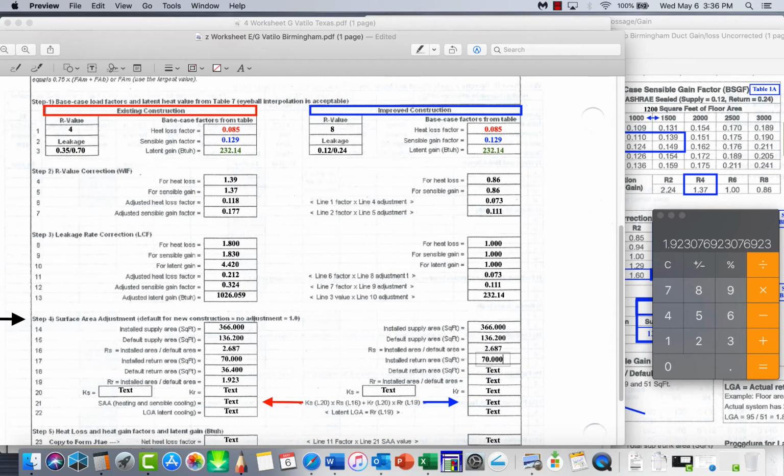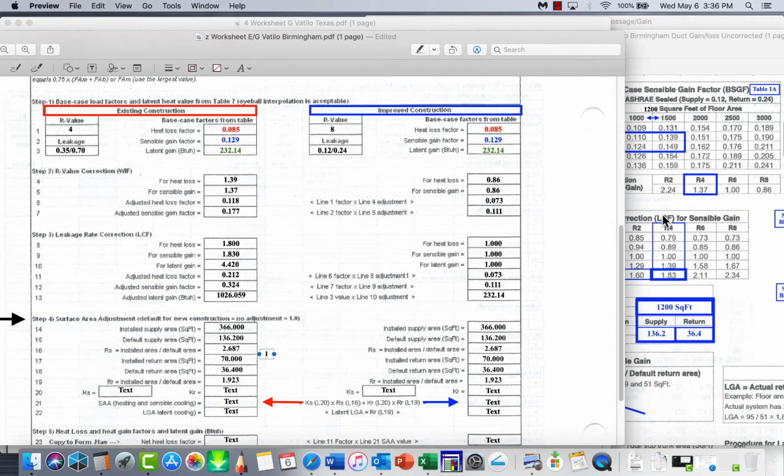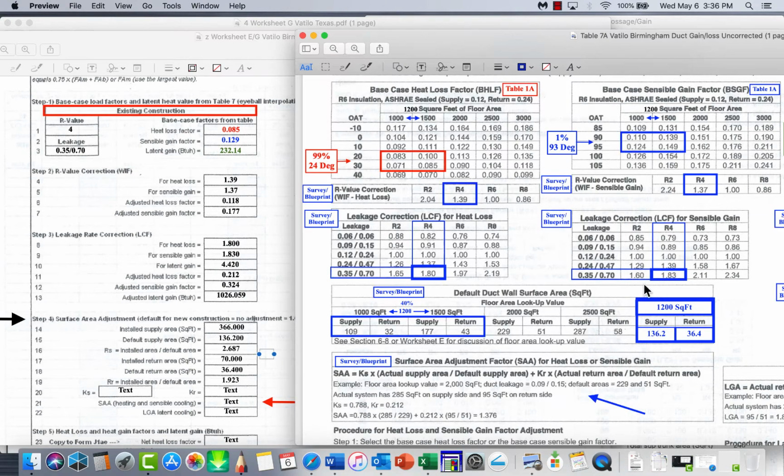70 on that one, 36.40, and finally 1.923. Okay. All right, so we're pretty much done with this chart right here. Now we get to move on to the next one, which is our KS and our KR.